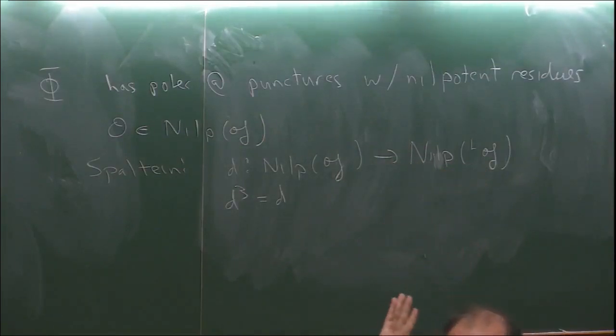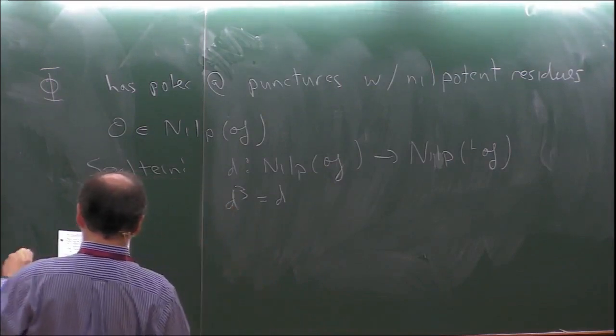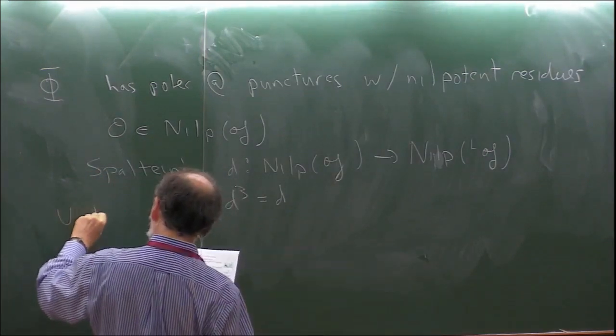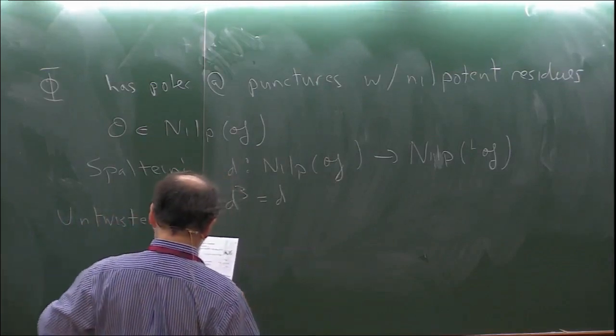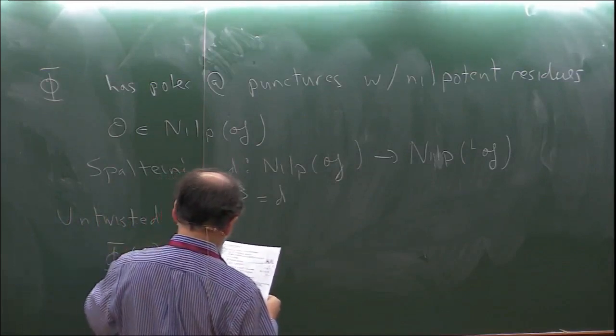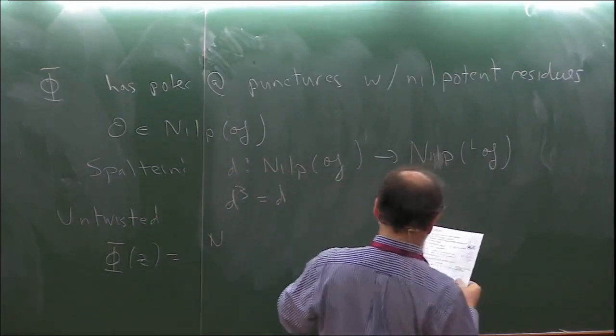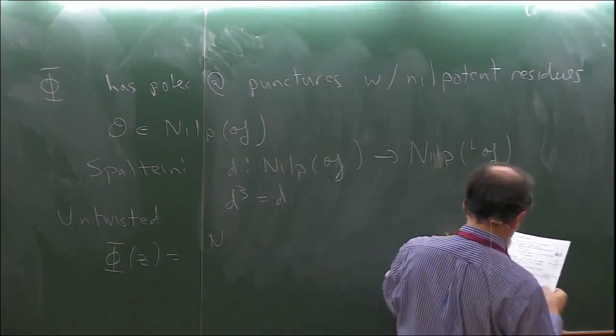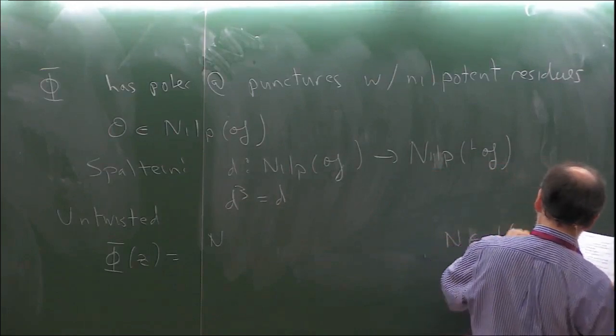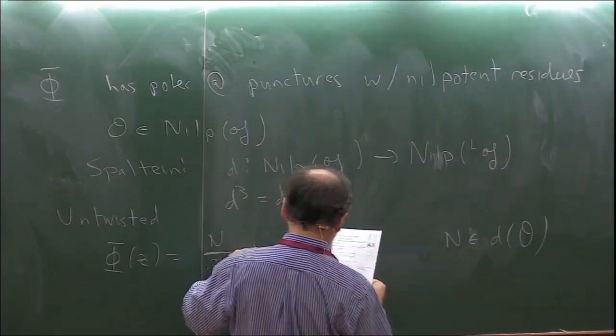Phi is the Higgs field, which was featured in countless lectures earlier this week, right? And so it's an endomorphism valued one form on C with poles with nilpotent residues that I'm about to describe at the punctures, right? And so in the untwisted case, so little gamma is the identity, phi of z is just n over z plus regular, where n is a nilpotent in D of O.